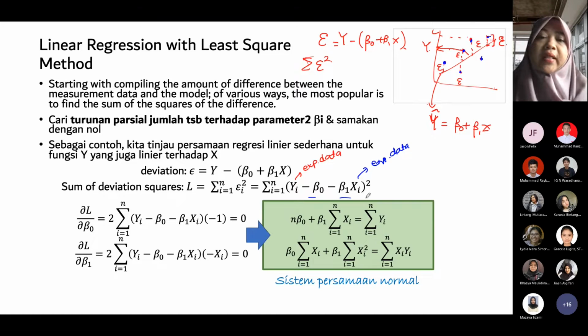Okay, how to get that: if we have a function, and we want to find the optimum one, what we need to do is derive it. Diturunkan. Okay, so we have two steps to derive it. First, derive it with respect to beta 0. Kita turunkan terhadap beta 0 ini, ya. And the second one, we derive it with respect to beta 1. Kita turunkan terhadap beta 1.